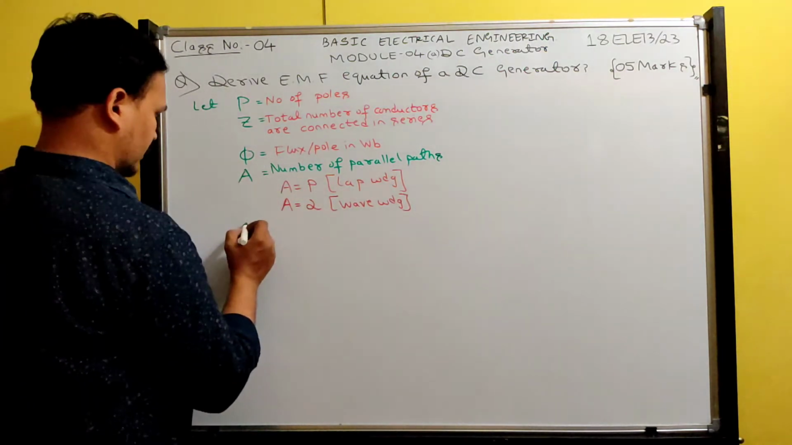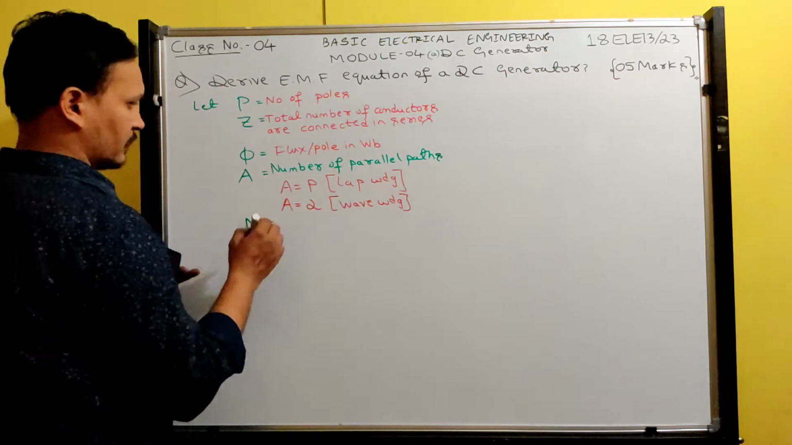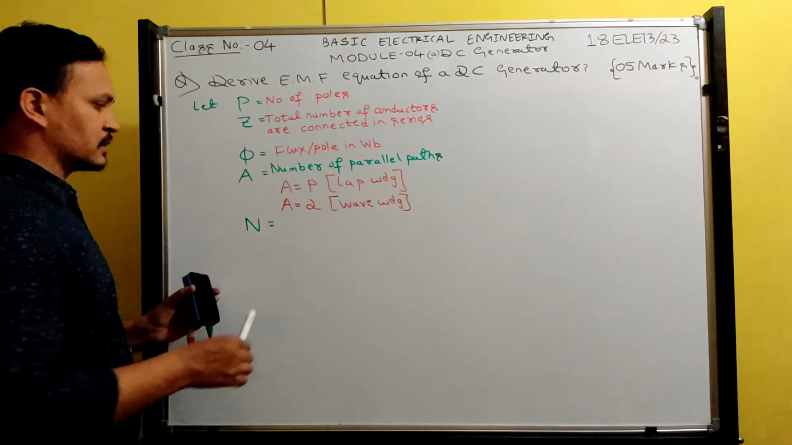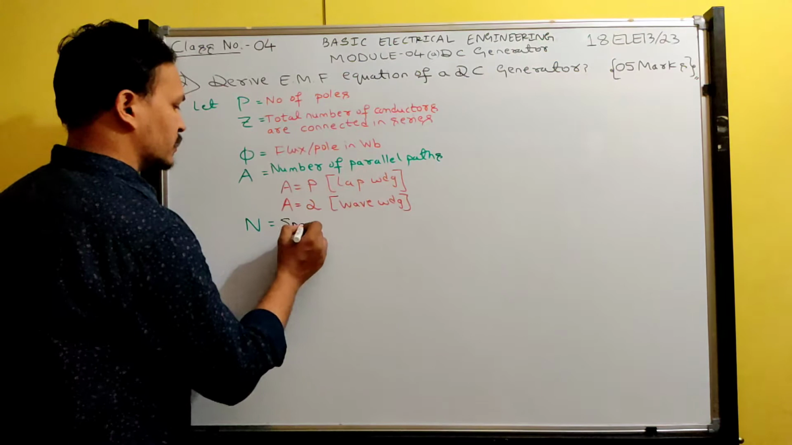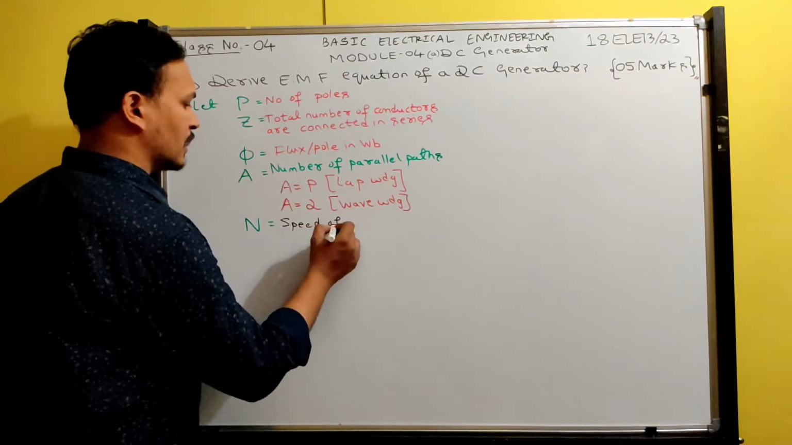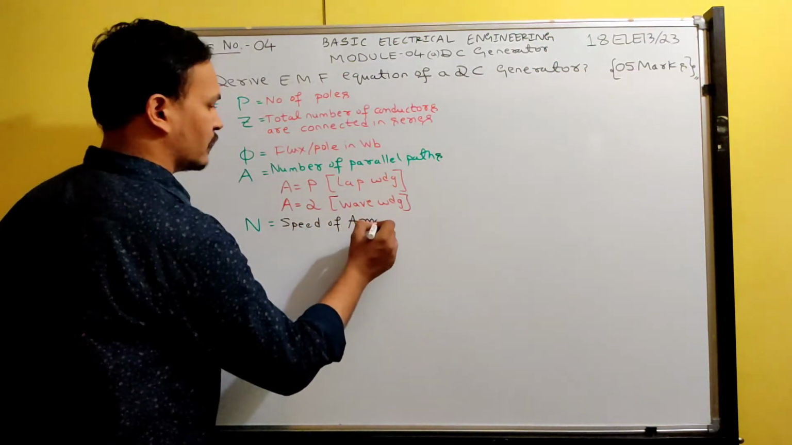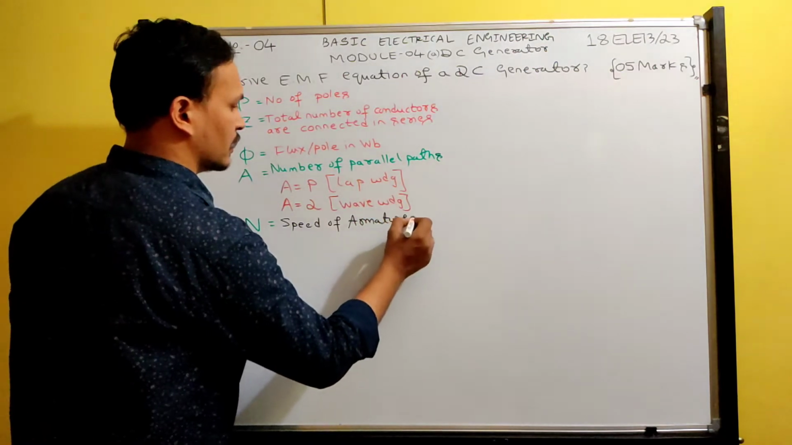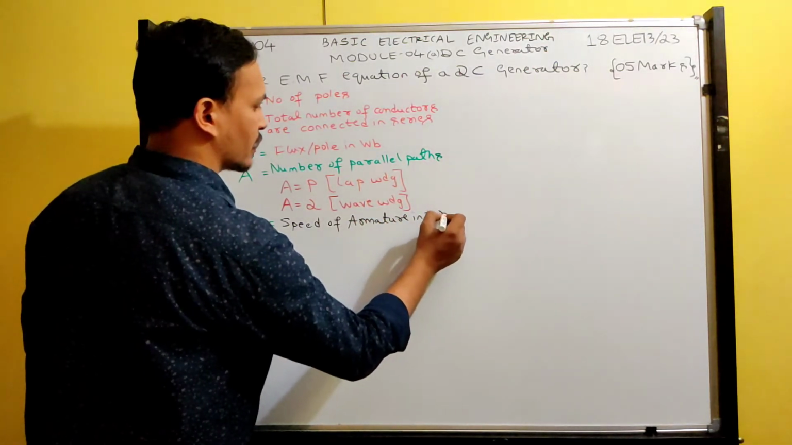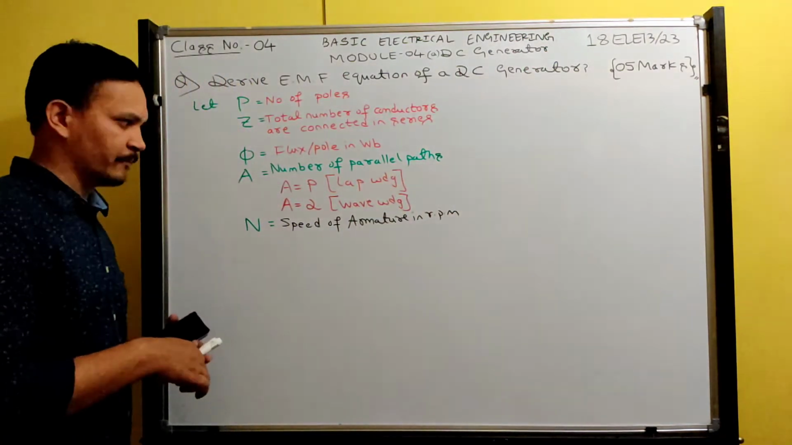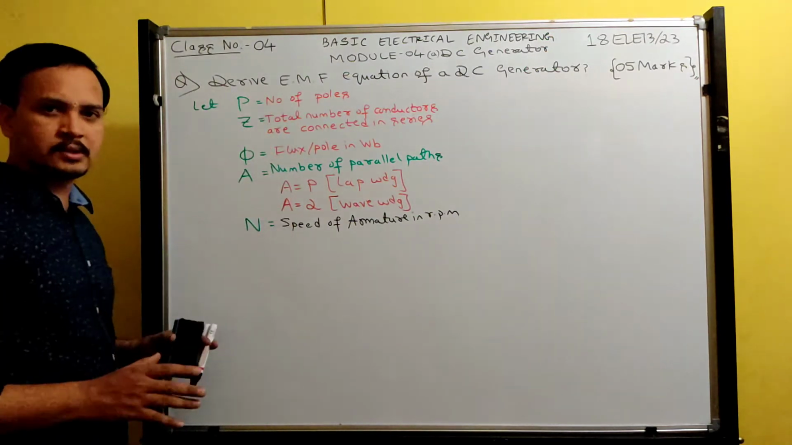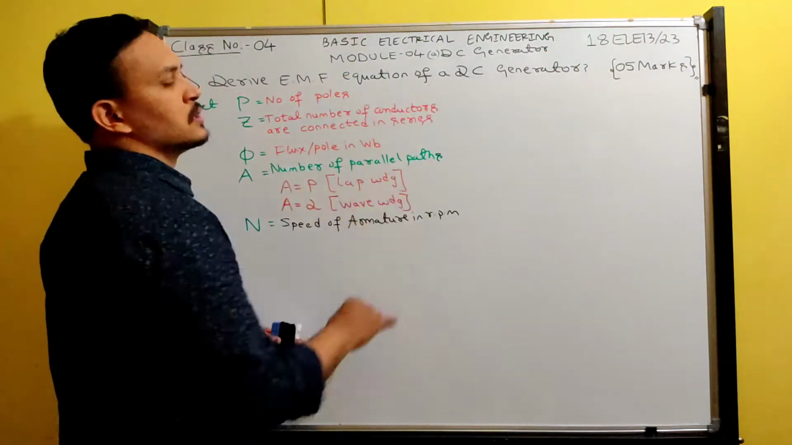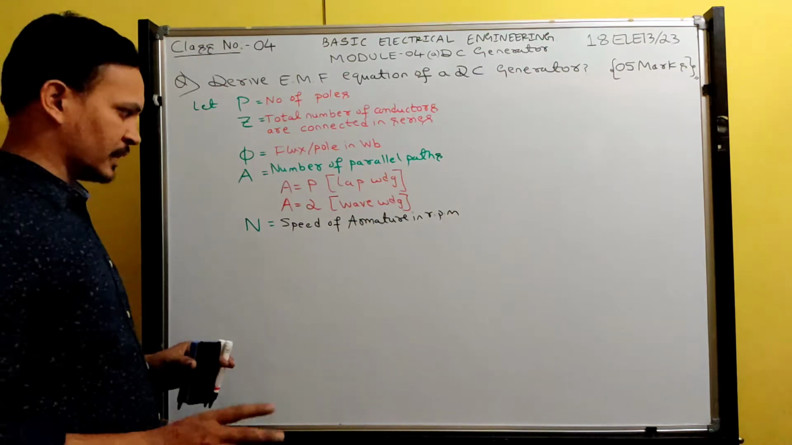And another notation, capital N. What should you write? N is nothing but the speed of the armature in RPM, rotations per minute. So these are the usual notations required to derive the EMF equation of DC generator.